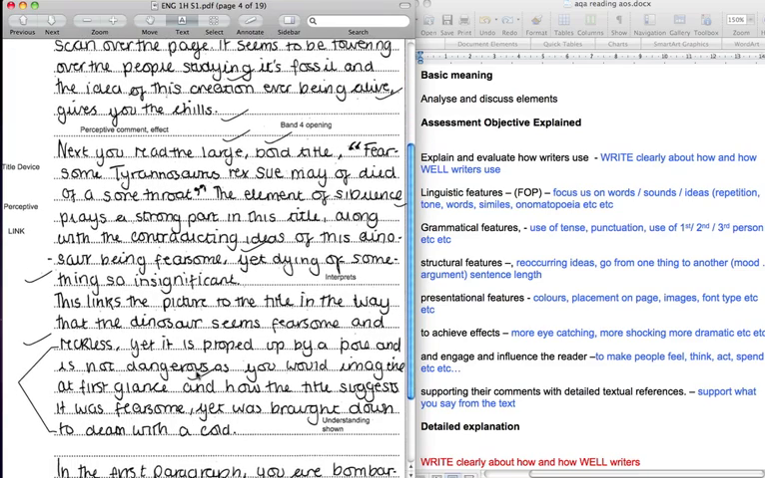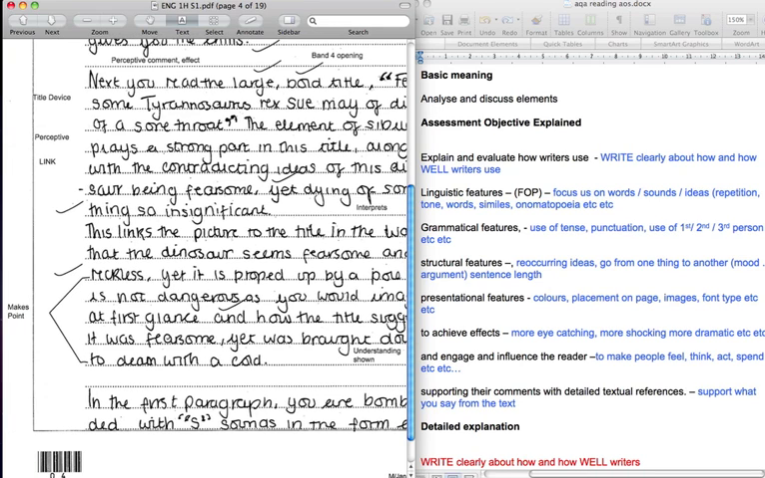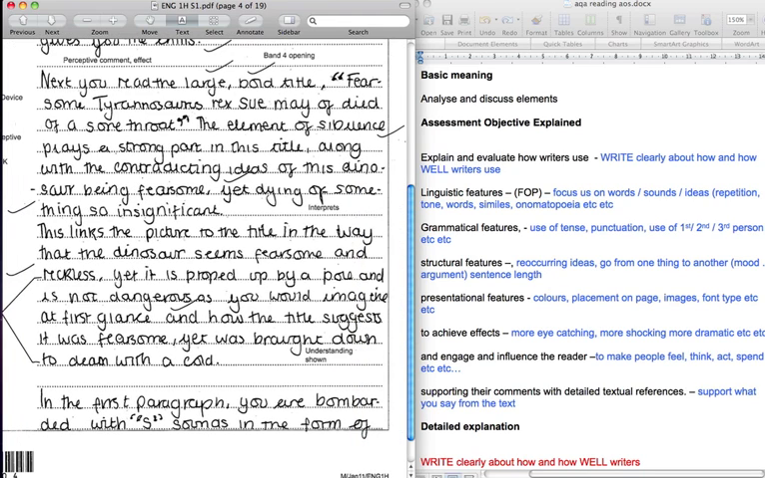Of the title, in the way that the dinosaur seems fearsome and reckless, yet it is propped up by a pole and is not dangerous, as you would imagine at first glance. And how the title suggests it was fearsome, yet was brought down to death with a cold. And then again, this shows understanding, and the link made here between the picture and its being highlighted, and also the points being made that it's linking the cold with the actual picture. So you've got the power in the picture as opposed to the actual sorry or quite pathetic end that took this dinosaur out.